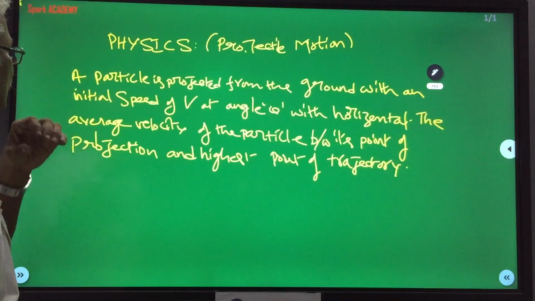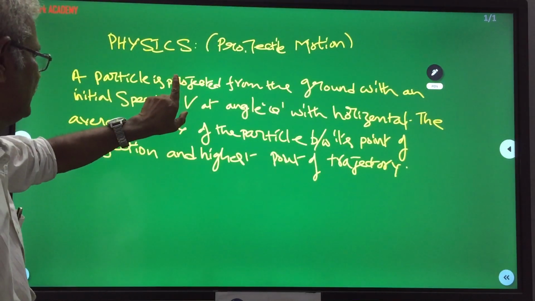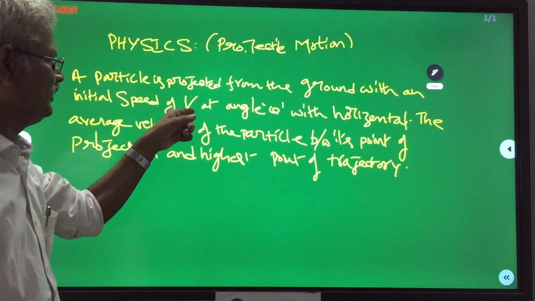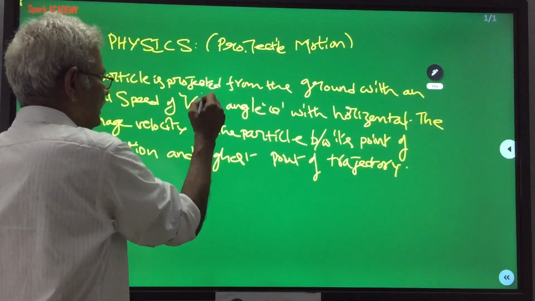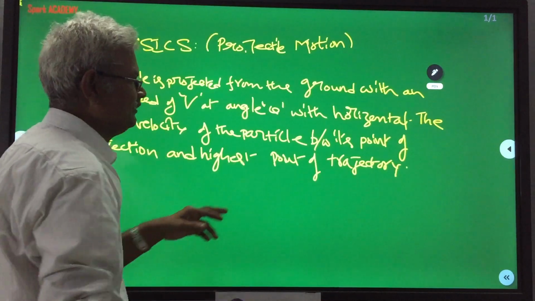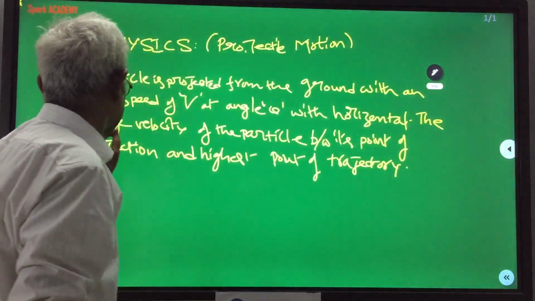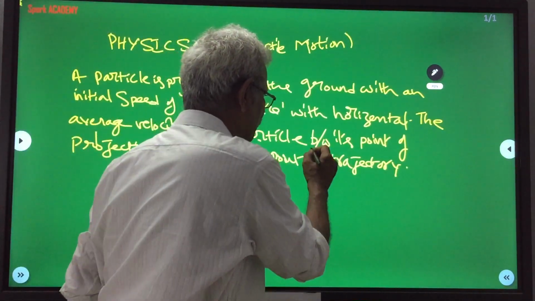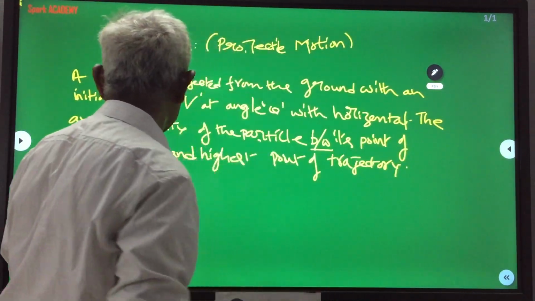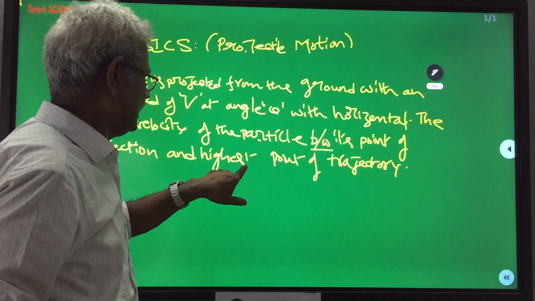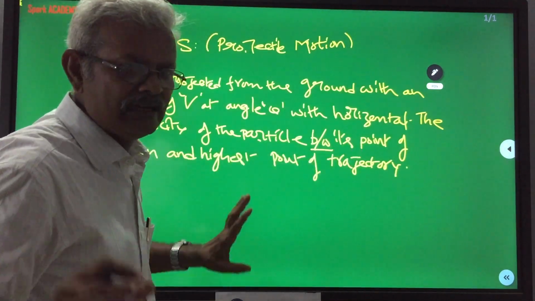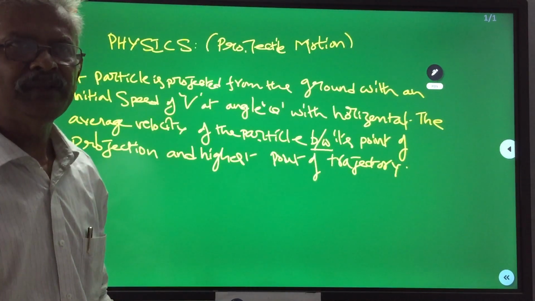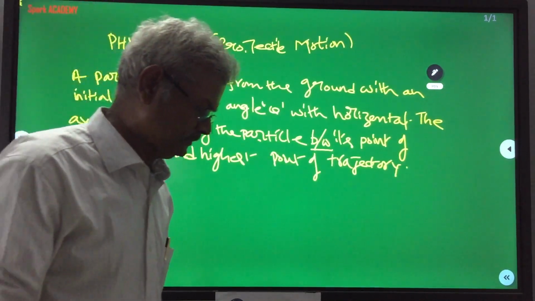Here, a particle is projected from the ground with an initial speed of v at an angle theta with the horizontal. The average velocity of the particle between its point of projection and the highest point of the projectile. Try to understand this in 10 seconds. I am giving you 10 seconds.